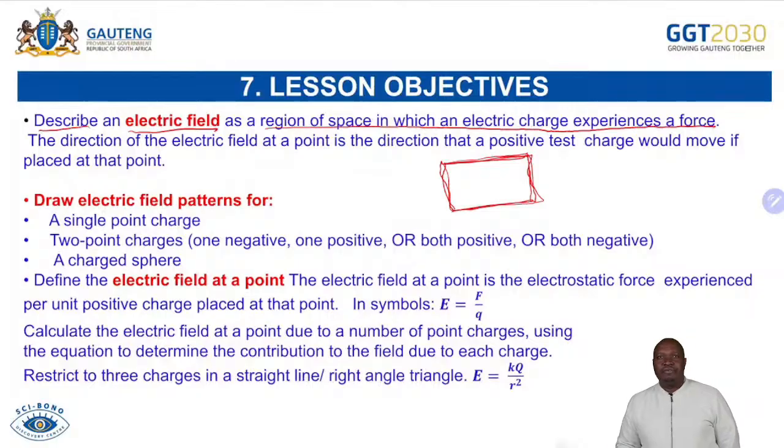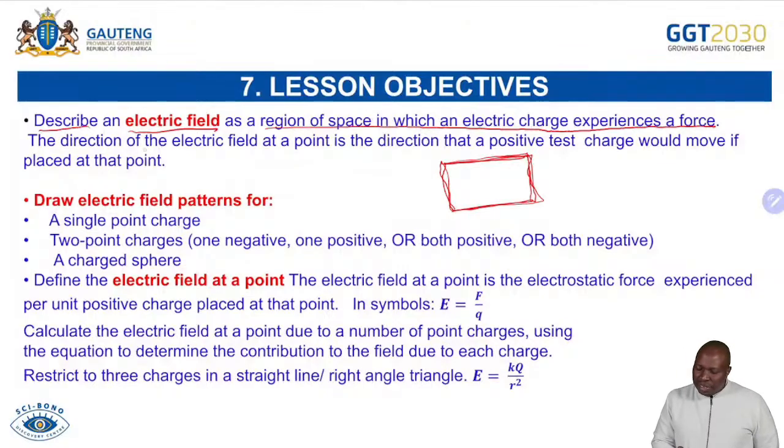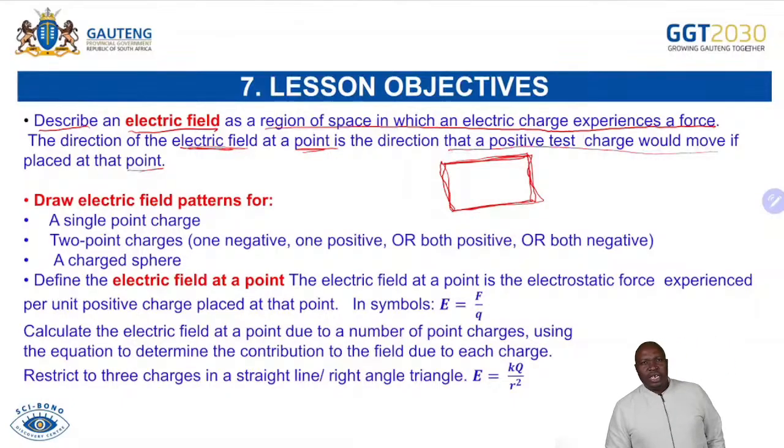You describe electric field as a region of space in which an electric charge experiences a force, and we are saying the direction of the electric field at a point is the direction that a positive test charge will move if it is placed at that point. I would like to explain this one so that you understand and are able to move together.